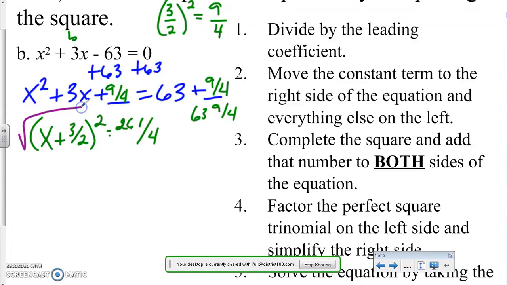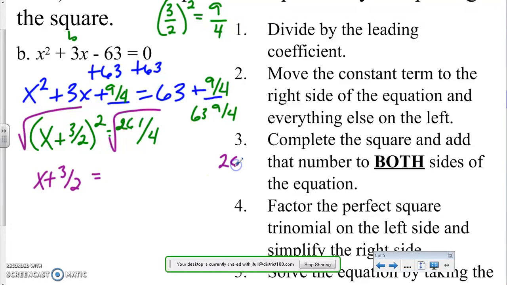And then we're going to go ahead and solve by taking square roots of both sides. So the square root of the left side, square root of the right side. So we have x plus 3/2 equals the square root of 261, which does not have a perfect square, but we can break it down. So I'm going to show you that in a second.